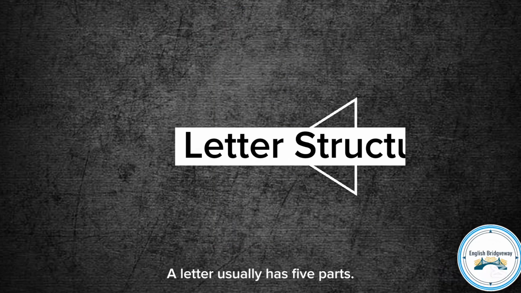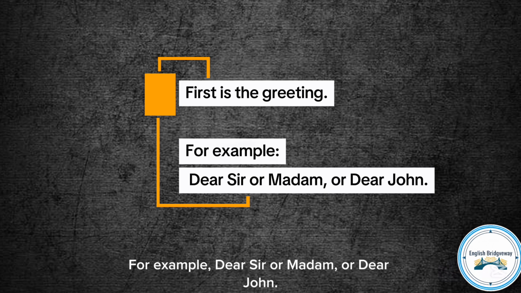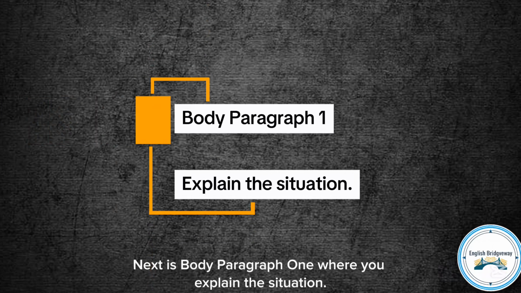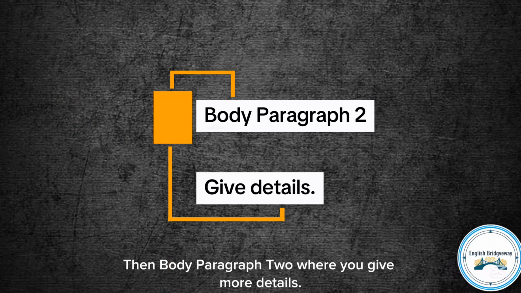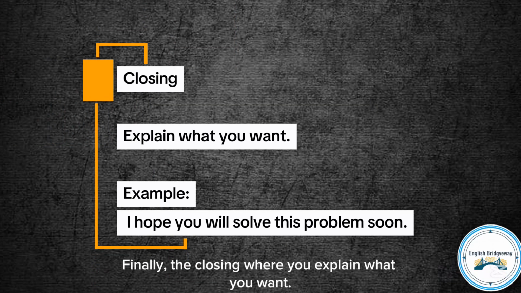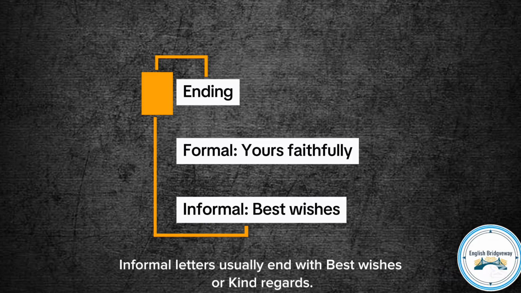A letter usually has 5 parts. First is the greeting. For example, Dear Sir or Madam, or Dear John. Second is the opening sentence where you explain why you are writing. Next is body paragraph 1 where you explain the situation. Then body paragraph 2 where you give more details. Finally, the closing where you explain what you want. Formal letters usually end with yours faithfully or yours sincerely. Informal letters usually end with best wishes or kind regards.